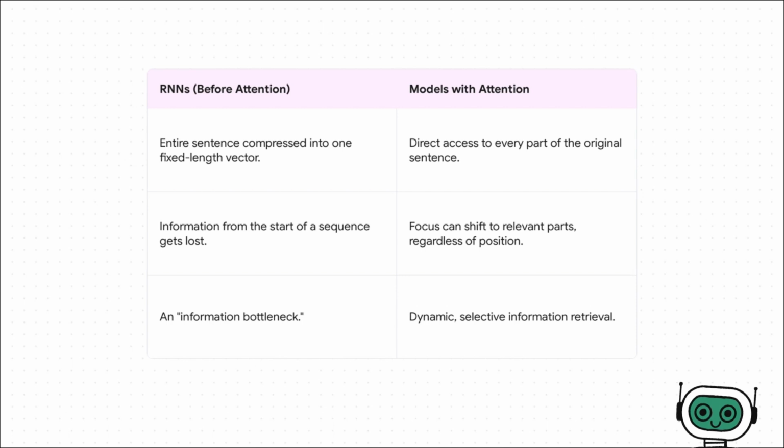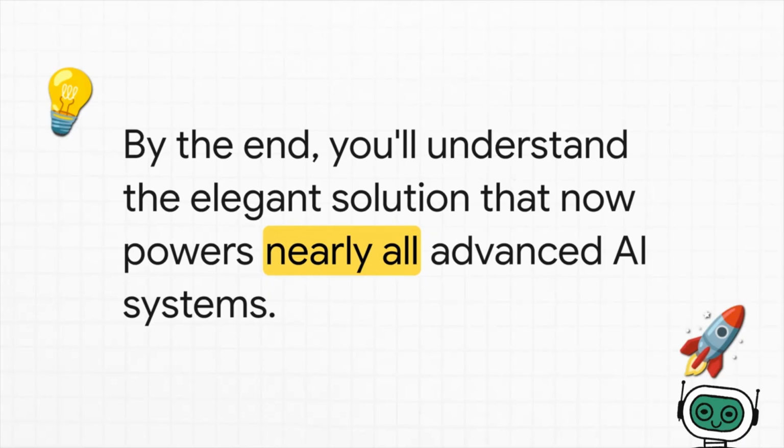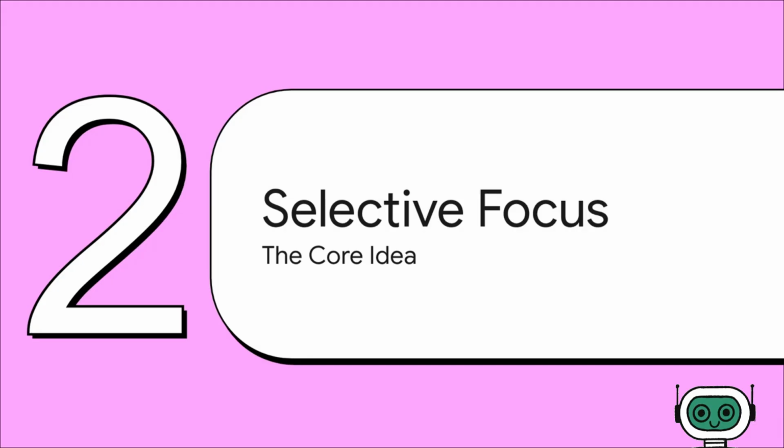But models with attention, they work differently. They have direct access to every single word of the original text whenever they need it. So by the end of this, you'll understand the incredibly elegant solution that completely solved this problem, a mechanism that now forms the backbone of pretty much all advanced AI. So what is this big idea?